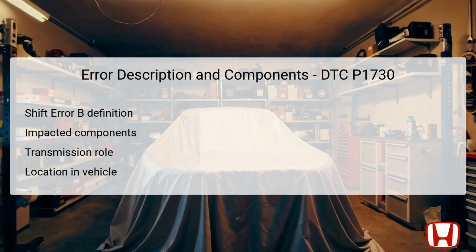These solenoids are located within the transmission assembly, making access challenging without proper disassembly. The transmission itself plays a pivotal role in vehicle operation, affecting acceleration, performance, and drivability. Understanding these components is essential when diagnosing the P1730 error to ensure correct and efficient repairs.